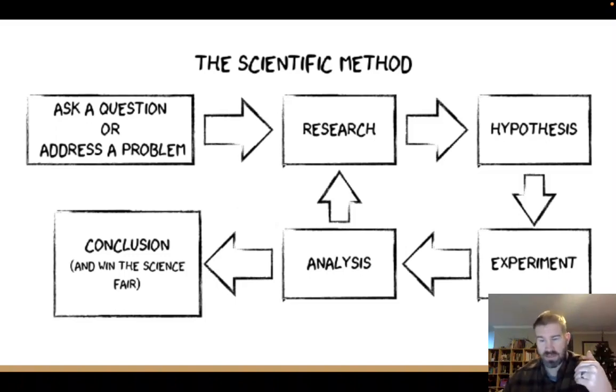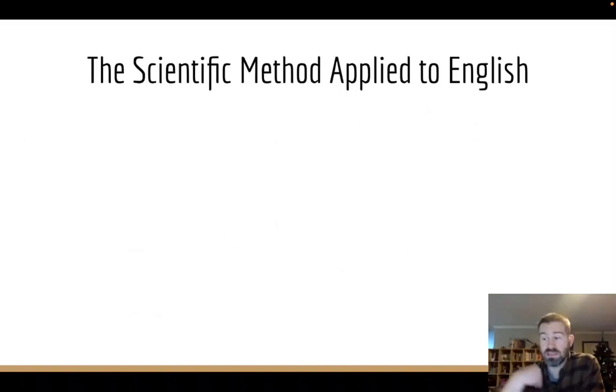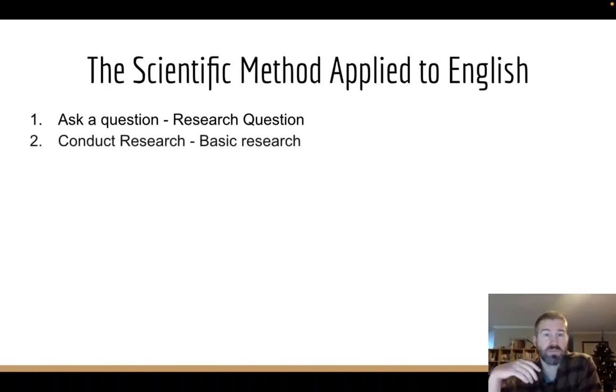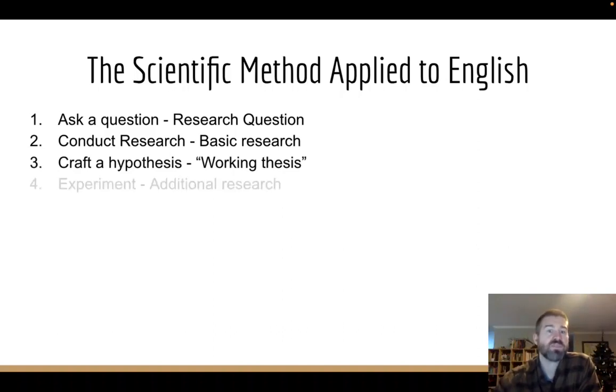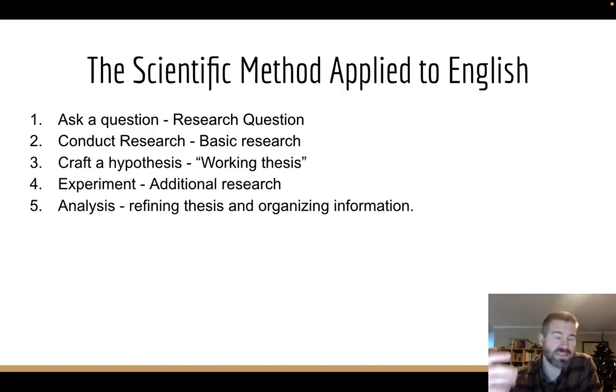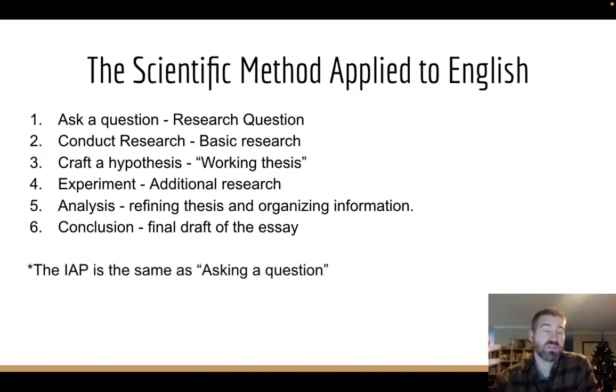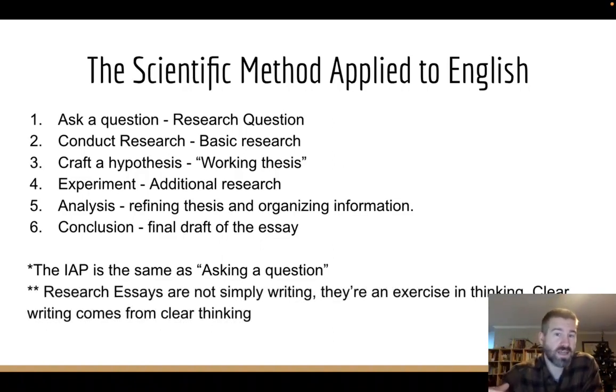So if we take a bird's eye view of this, the way that the scientific method applies to English, at least as I teach it, is that the phases of the scientific method line up really nicely with our general process. So we're going to ask a question, so that's a research question. We're going to conduct some basic research, maybe casual or passive research. Then we're going to craft that hypothesis. We're going to do some additional research. We're going to refine that thesis and organize information. And then we're going to create a conclusion. And again, all of this lines up with the assignments as well. So the interest area paragraphs are the same as asking a question, and then the research essay is really synthesizing, or bringing all of this information together.